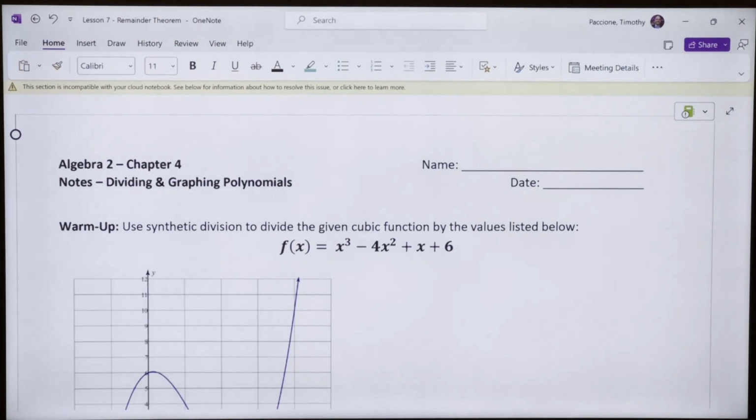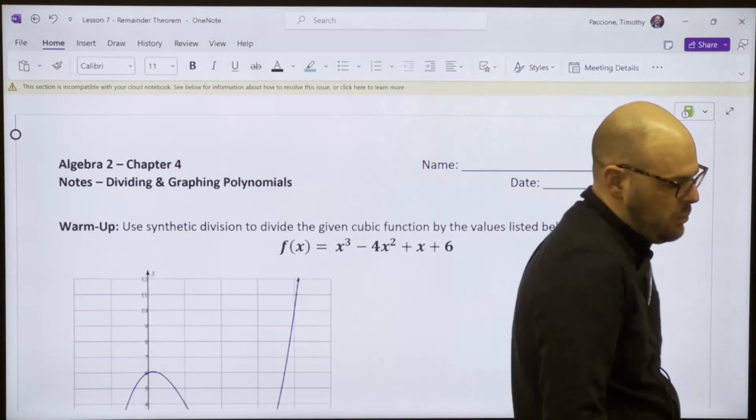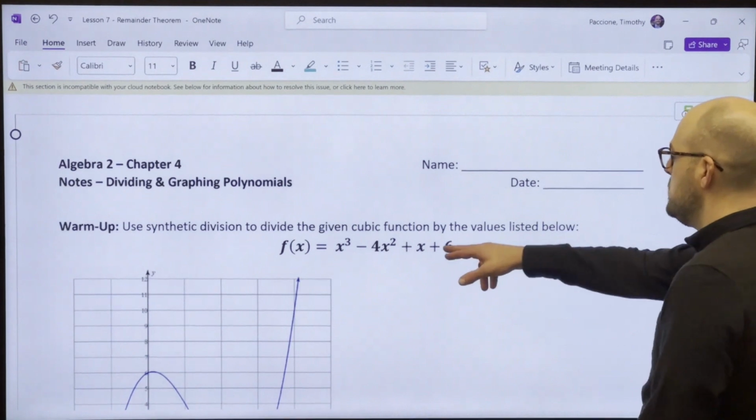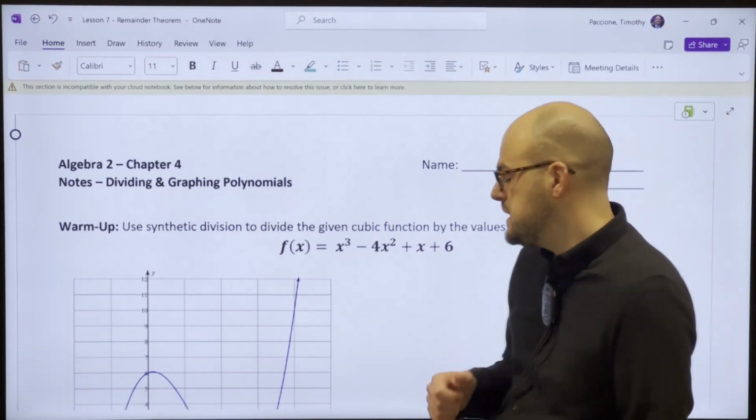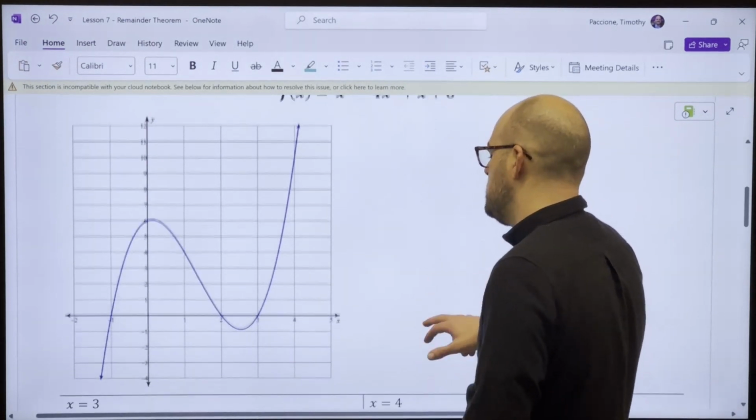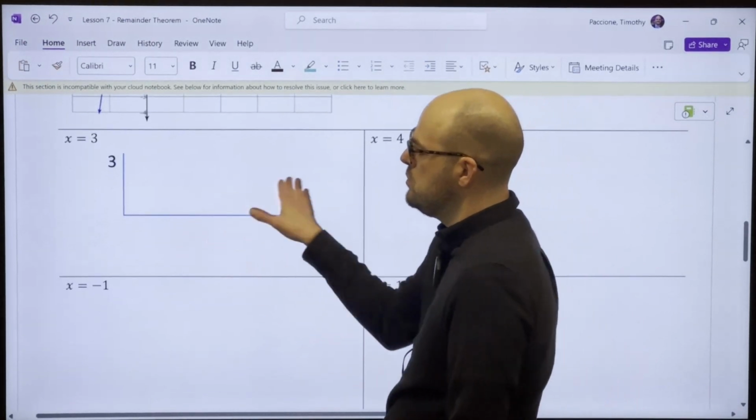Right? So for your warm-up, I want you to use this function right here, x to the third minus 4x squared plus x plus 6, and you're going to just do 4 different synthetic divisions. So boom, boom, boom, boom.